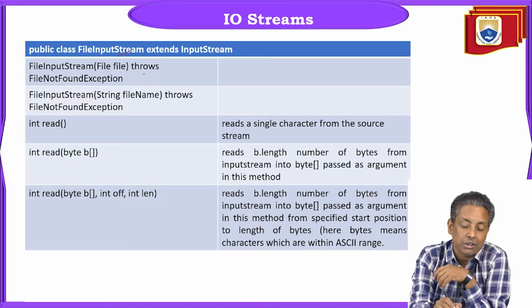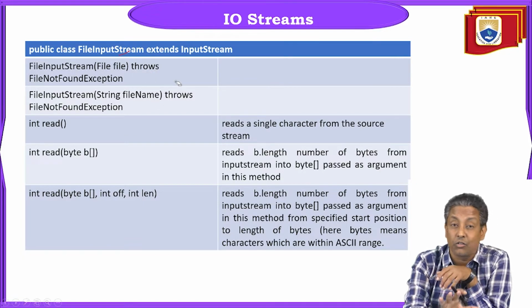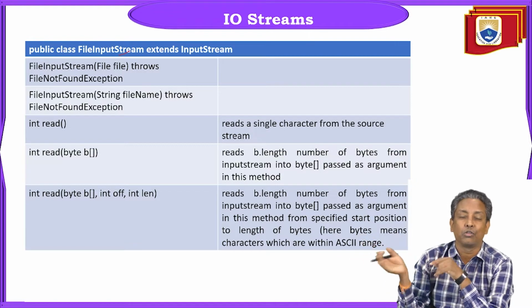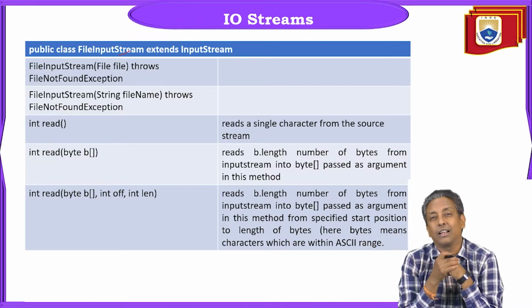Okay, two constructors. These two are constructors. And what is very important? Here I'm writing only the important methods, not the other methods like available, skip bytes, close. I'm not writing all the unnecessary ones.